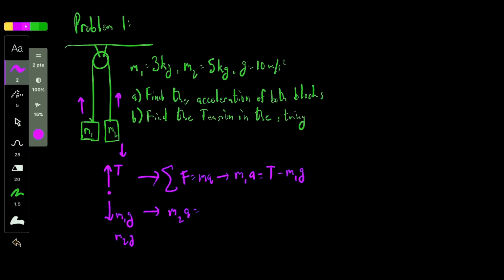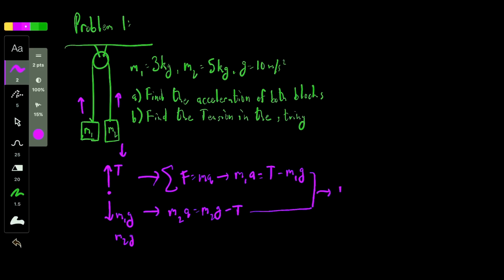Now since m2 is greater than m1, it's a little out of common sense, but we'll know that m2 is the mass that's headed downwards. So our acceleration is m2g minus our tension. Now, we don't know what tension is. So what we can do is add these two equations together to cancel out tension.